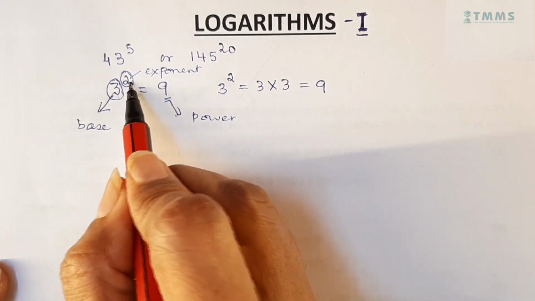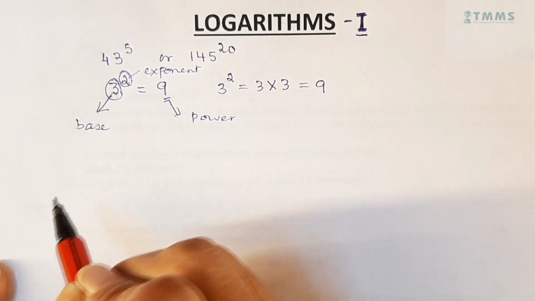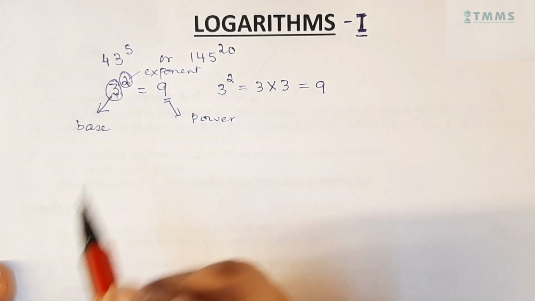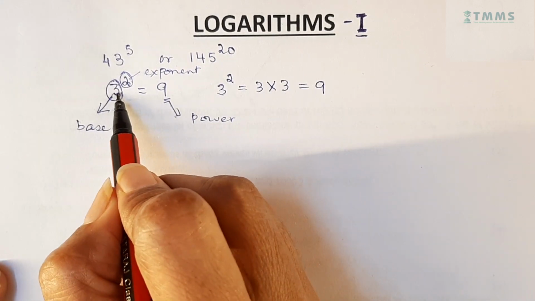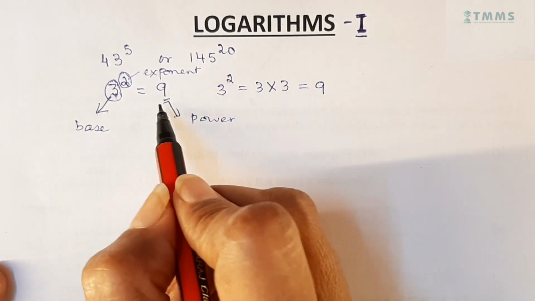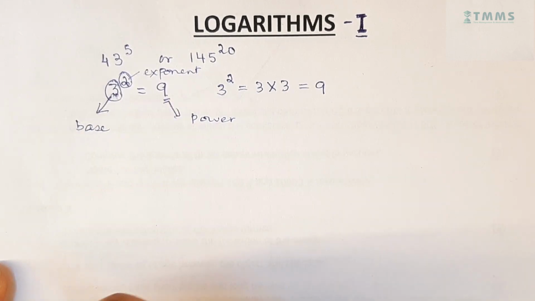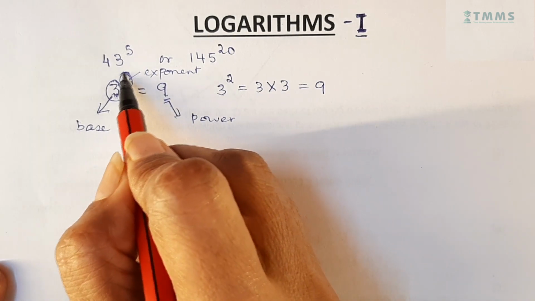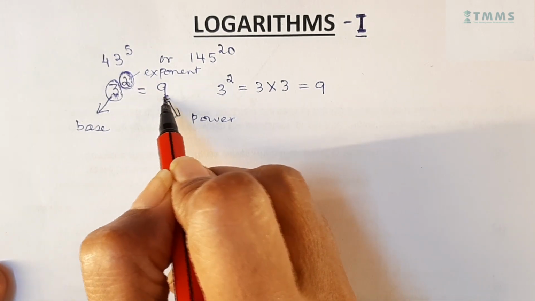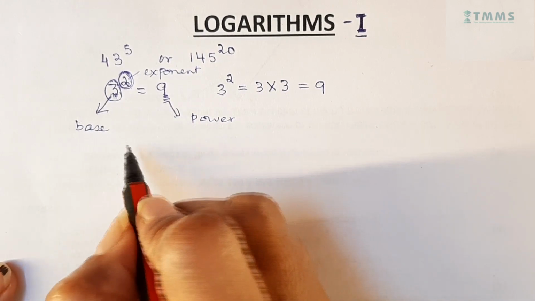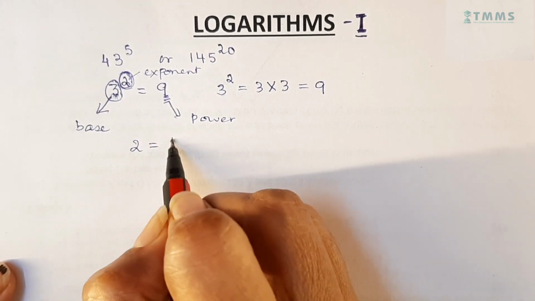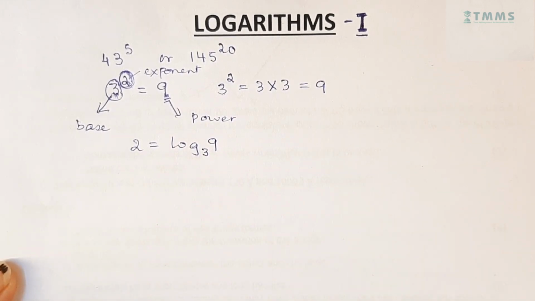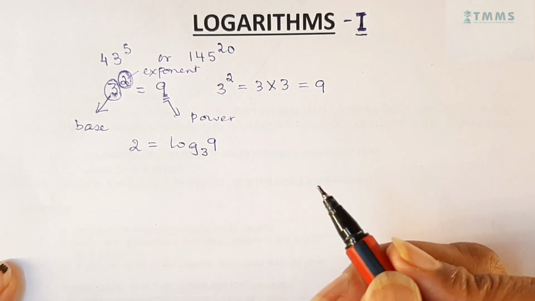Now, what is 2 with respect to 3? 2 is the index or exponent for 3. What is 3? 3 is the base. What is 9 of 3? 9 is the second power of 3. But if I ask you, what is this 2 of this 9? Then it is 2 is log of 9 to the base 3. And that is where we have logarithms coming in.